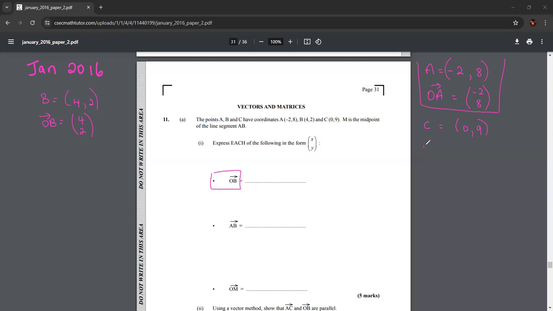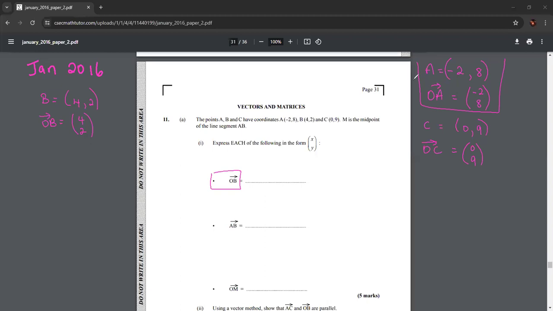Then OC is going to be 0, 9. All right, so pause in here again. Now, for part 2, they are asking me for the vector AB. So it's like they want to know the instructions starting from A and ending at B.